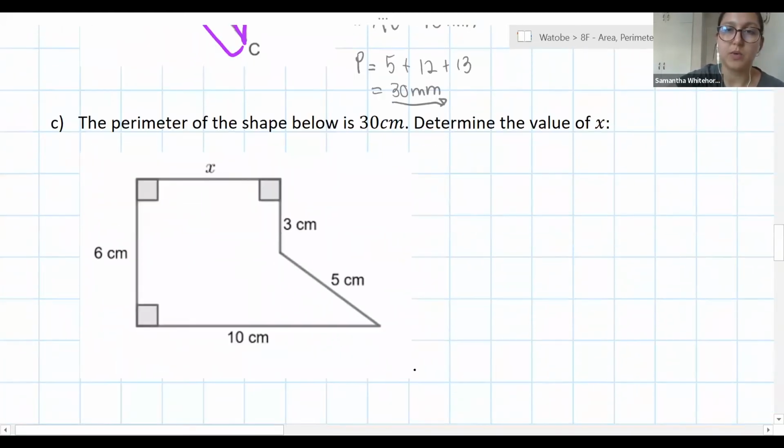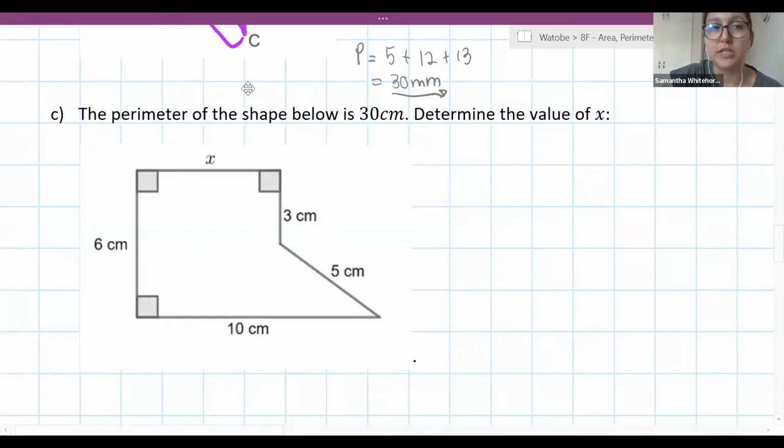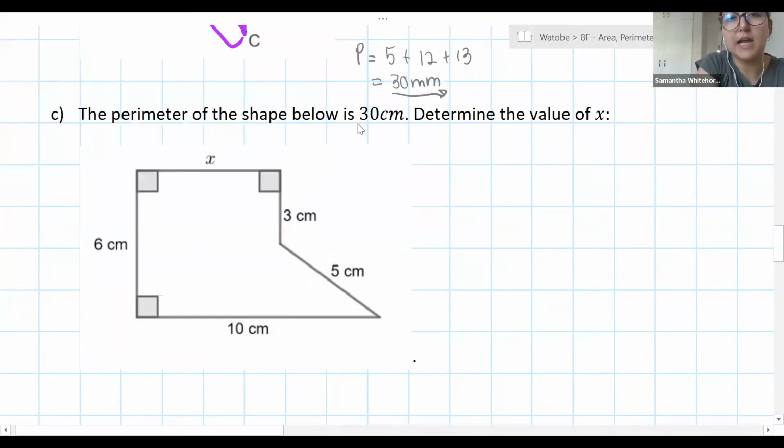So now we want to read this one carefully. It says the perimeter of the shape below is 30 centimeters. Determine the value of x. What's a little bit different here is that I'm giving you the perimeter. I'm already telling you that if I measure the boundary length of this shape, I'm going to get a total of 30 centimeters around the shape. So I've already given you the perimeter. What I'm asking you for is x.